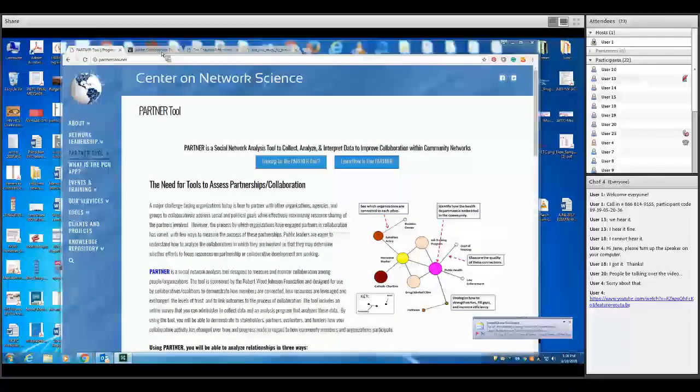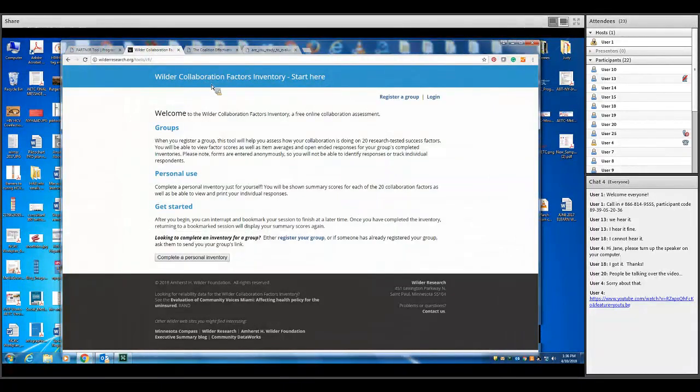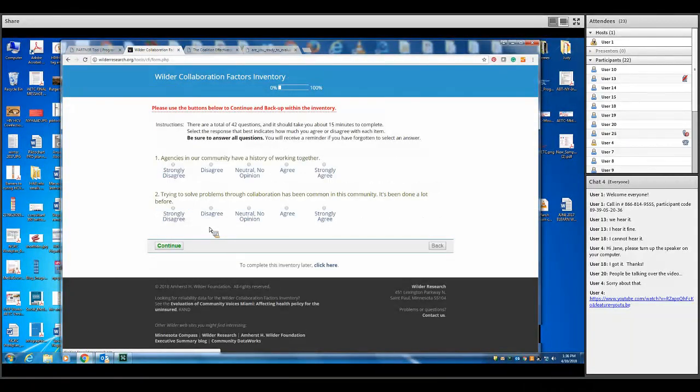Okay, so now I go over to here, correct? Okay. This is the Wilder Collaboration Factors Inventory. As I mentioned before, this is based on 20 research-tested factors of success of partnerships. So this is a free online tool. You would just sign up as an organization, and it will walk you through.